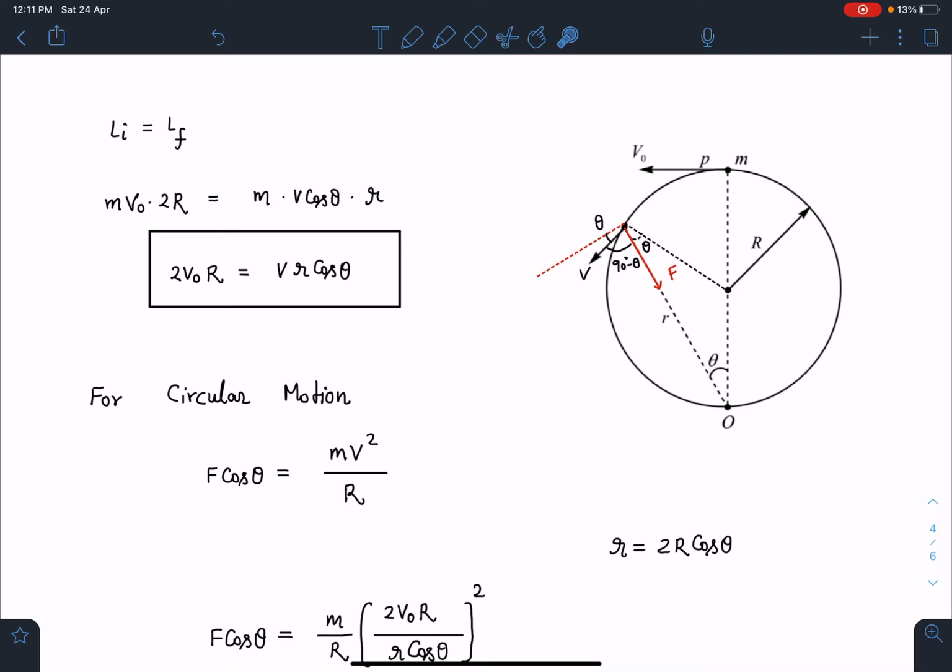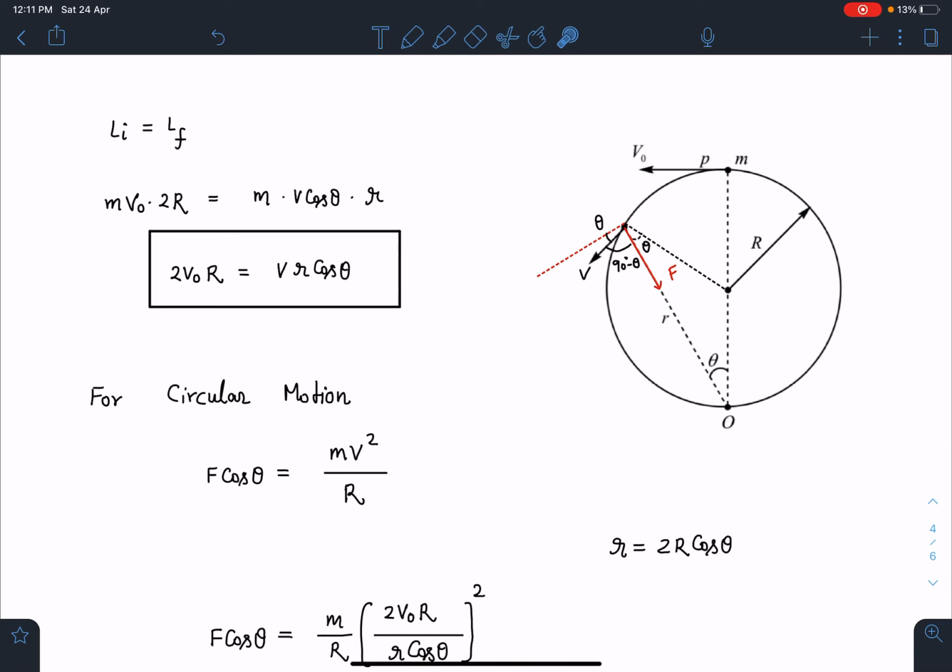So I can apply mvr perpendicular. Initially it is m v0 2r, and at general theta it is m v cos theta r. So the first equation we are going to get here is 2 v0 r is equal to v r cos theta. Here, for this distance r, I can use this right angle triangle in the semicircle. So this small r I can write as 2r cos theta. This is another equation I'm going to use.